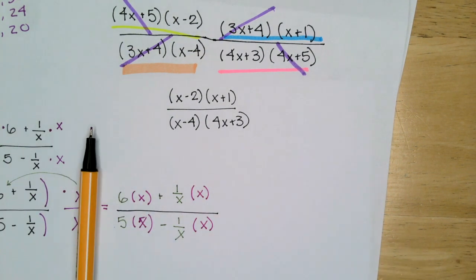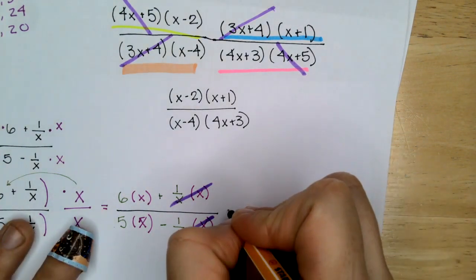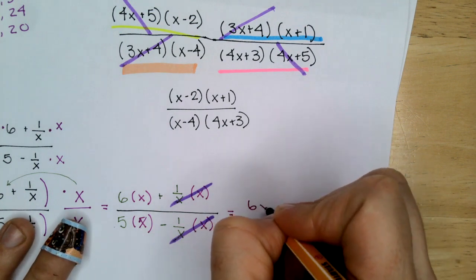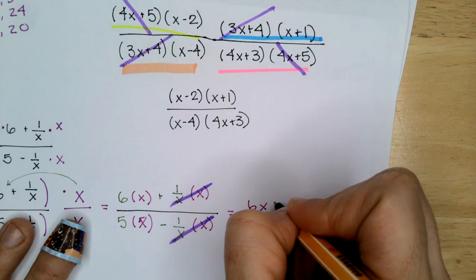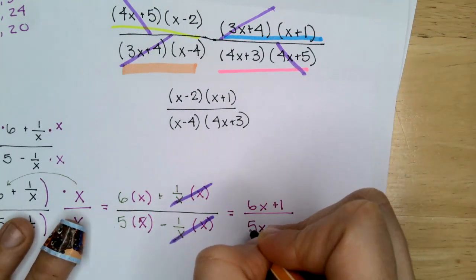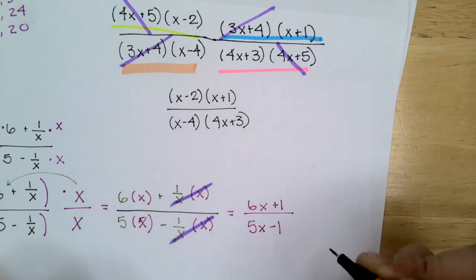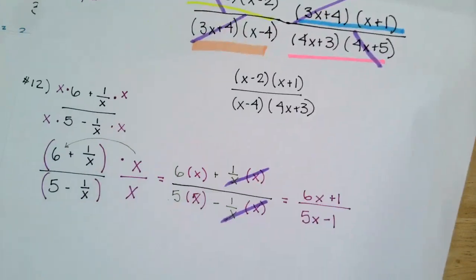So that these cancel and these cancel conveniently, okay? What you have is 6x plus 1, because 1 divided by x times x is just 1. And down here you have 5 times x is 5x minus 1. Done. That's number 12, okay?